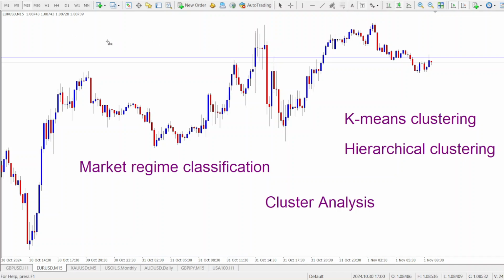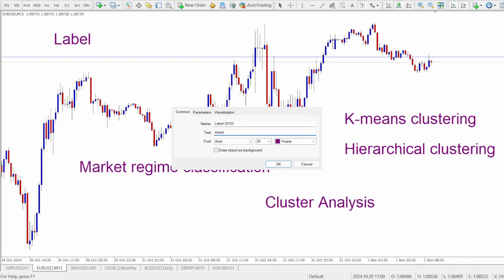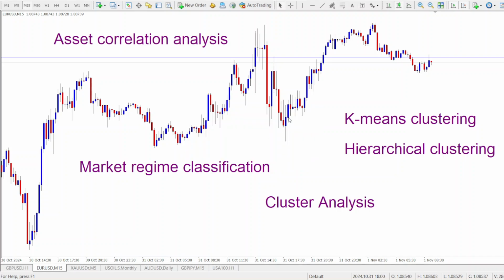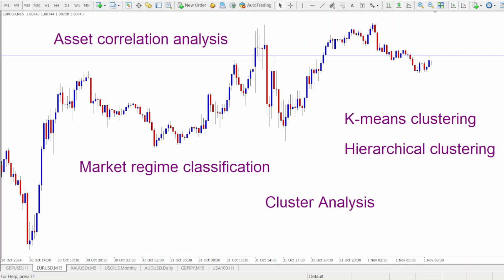Another application is asset correlation analysis. Cluster analysis can reveal which assets move together or react similarly to market events. For instance, in Forex trading, you might find that certain currency pairs cluster together under similar conditions. Recognizing these relationships can help you avoid unnecessary risk by identifying which pairs might be redundant or have a higher correlation.